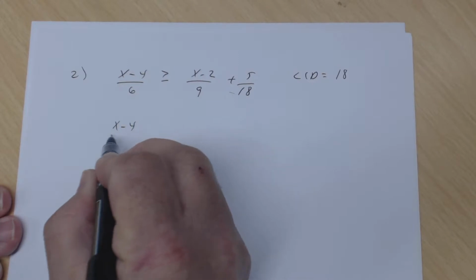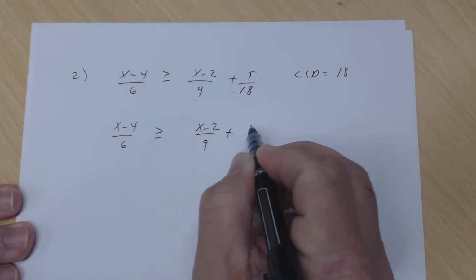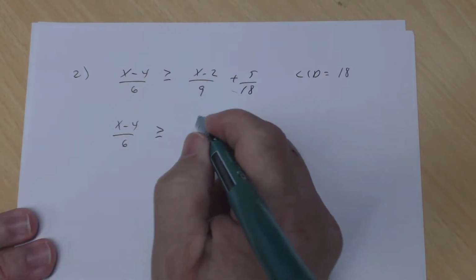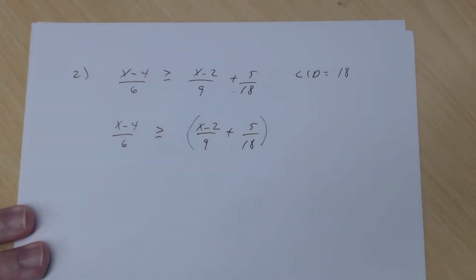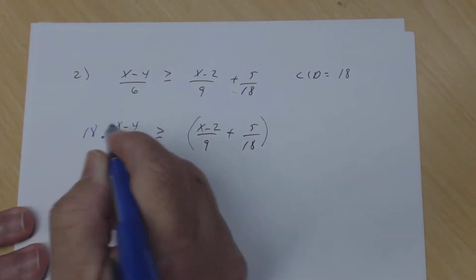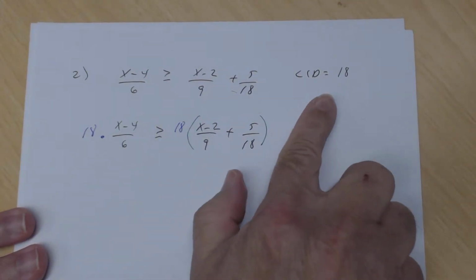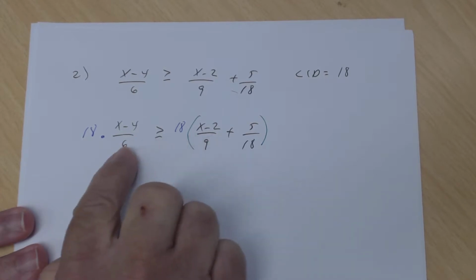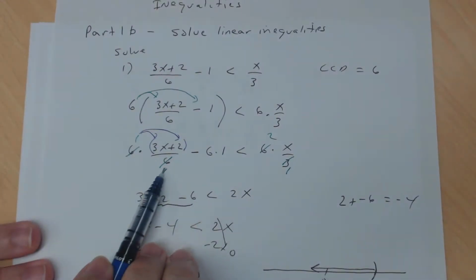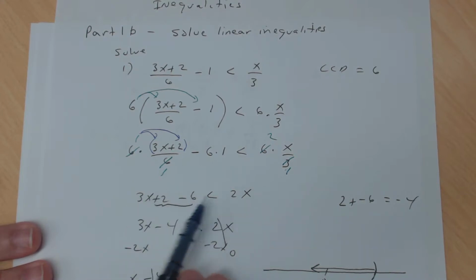So I'm going to say x minus 4 divided by 6 is greater than or equal to, and then x minus 2 divided by 9 plus 5 divided by 18. And so I'm going to put this in parentheses right here, and then I'm going to multiply both sides by this 18. So what I do to the left, I do to the right. Remember, the whole purpose of multiplying by the LCD is to clear these denominators. So you'll notice that at some point, just like in the previous one, my denominators became a 1. See this? That's what you need. And then the next step, you no longer have these fractions.